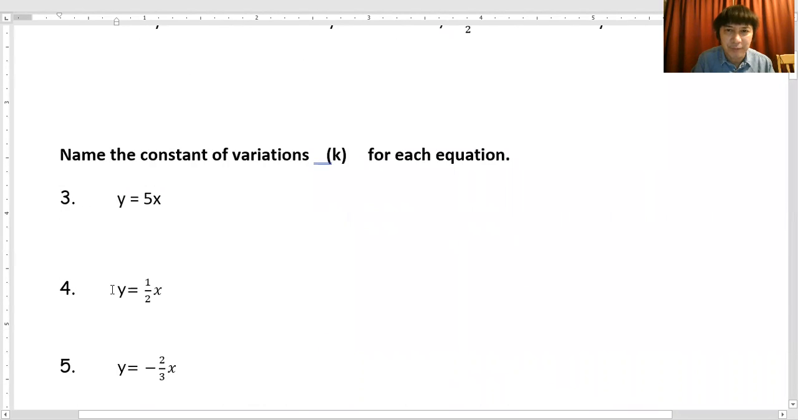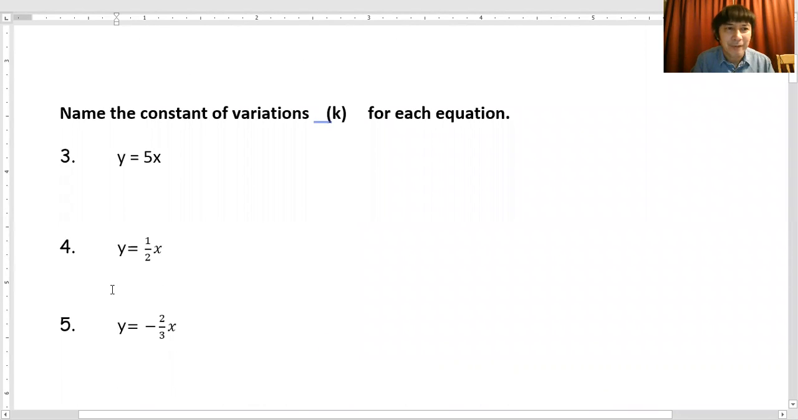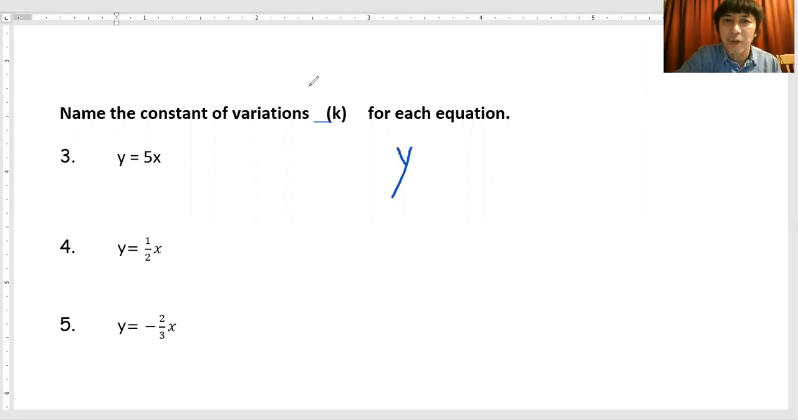Okay, here's number 3. Name the constant of variations. That means for each equation. So we're going to consider here number 3, number 4, and number 5. Now the very format of the direct variation equation takes this form: y equals kx. There. So we only need to choose the number represented by the k.